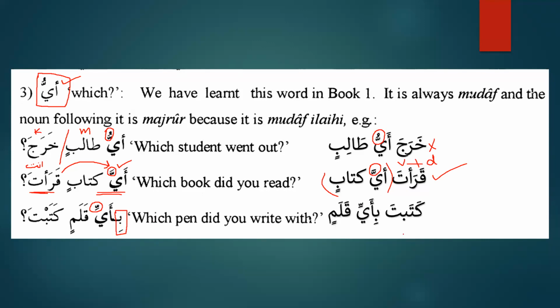Originally it is katabta bi ayyi qalamin. However, we know that bi ayyi should come at the beginning of the sentence because it is a question word. So I'm sure, inshallah, this sentence is clear. But in this sentence, you need to be slightly careful: if ayya comes at the beginning of the sentence and is mansub, then there has to be a reason why it is mansub.